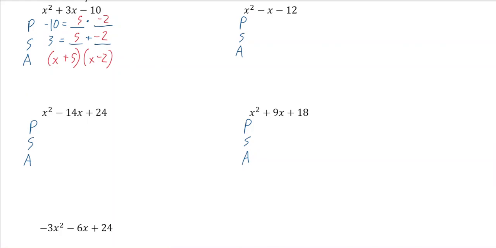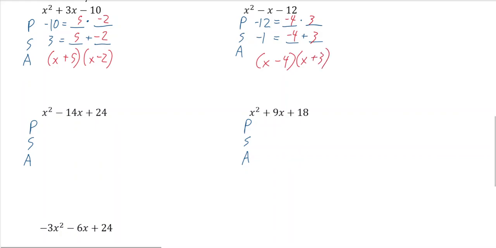Okay, the next one here is going to be negative 12 and negative 1. So adding to get negative 1, multiplying to get the negative 12. So we're going to have negative 4 and 3. I do want to just quickly mention here that it doesn't matter the order. We could write it like this, or we could write it like this, and it doesn't actually affect the answer. If you expand both out, they do work out the same. So you'll notice that it doesn't matter the order.